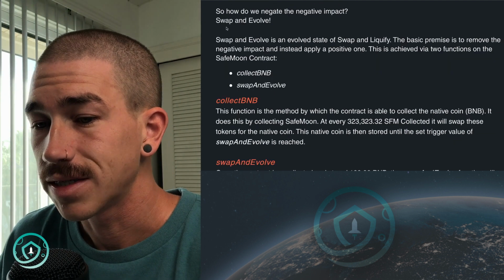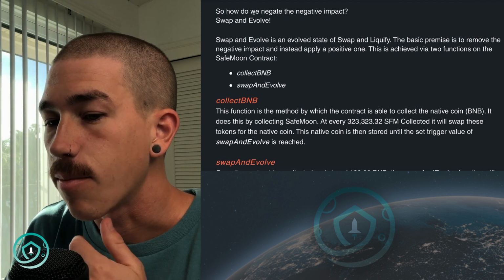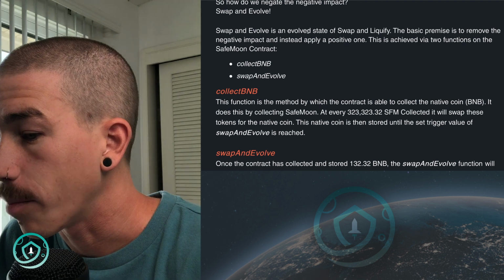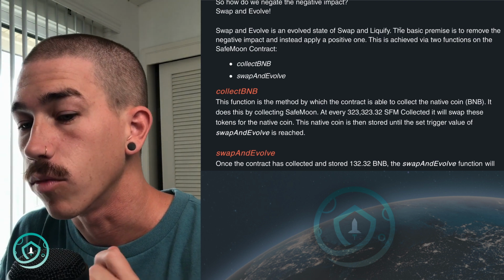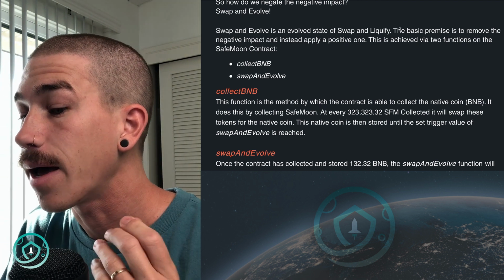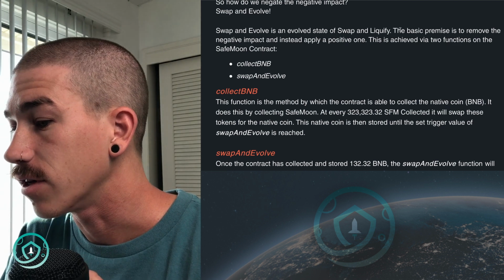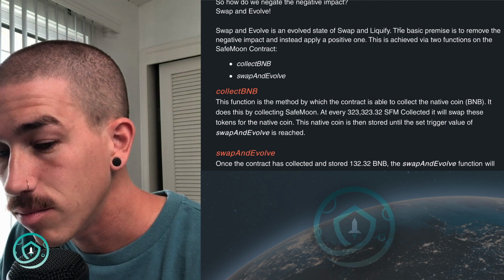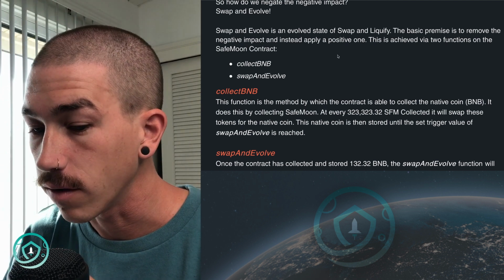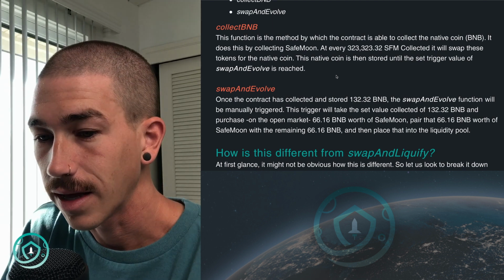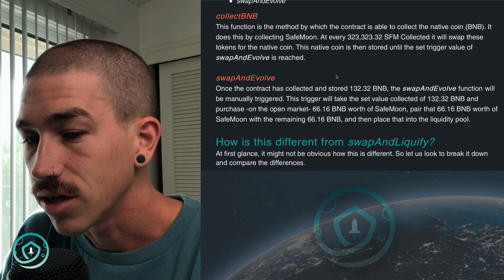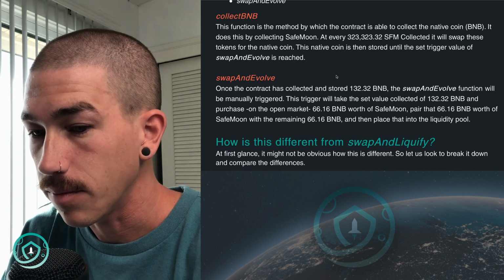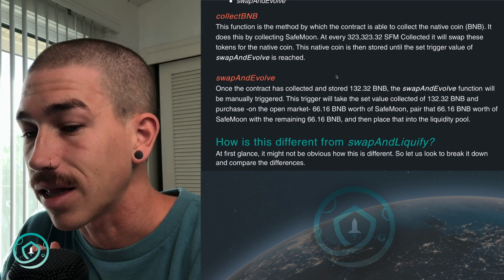So if we scroll down a little bit, it says, so how do we negate the negative impact, swap and evolve? Swap and evolve is an evolved state of swap and liquefy. The basic premise is to remove the negative impact and instead apply a positive one. This is achieved via two functions on the Safemoon contract. The first one is collect BNB and the second one is swap and evolve. So the first thing we're going to cover is collect BNB. This function is the method by which the contract is able to collect the native coin, BNB. It does collect this by collecting Safemoon.